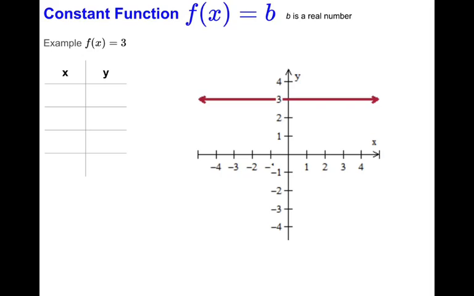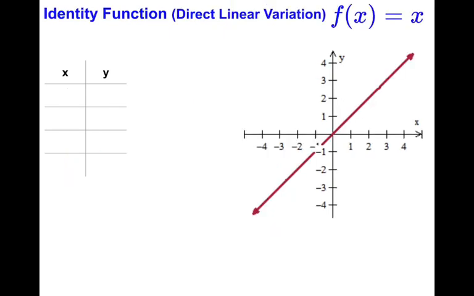So the first parent function we're going to talk about is the constant function. That is y is equal to b, or f of x is equal to b, where b is some real number. So in this example, I've got the value of y as 3. When we're looking at the constant function, we don't have x. X isn't part of our equation. Next parent function is a line. The parent function is y is equal to x, or f of x is equal to x. So for every value of x, y matches.